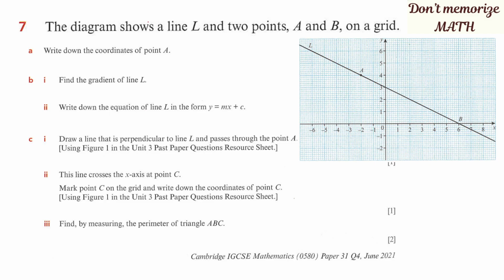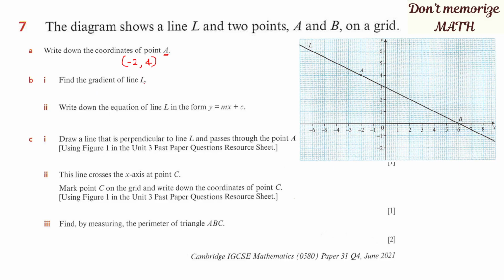The diagram shows the line L and 2 points A and B on the grid. You can see the line in the graph here, and A is a point and B is another point given. Write down the coordinates of A. So coordinates of A, this is the point A. First we will write the x coordinate. So the x coordinate is minus 2, y coordinate is 4. So the coordinate for the point A is negative 2 comma 4. Okay, minus 2 comma 4.